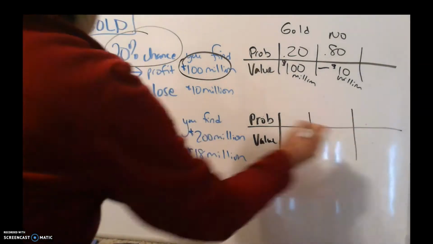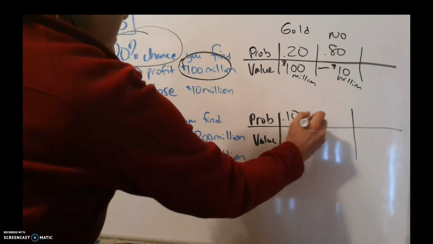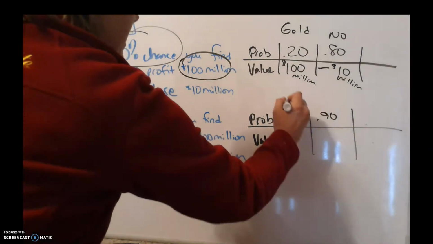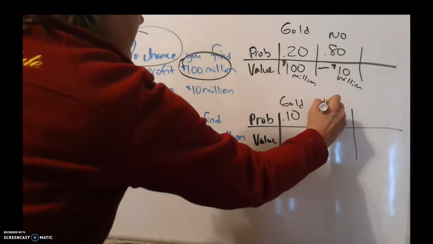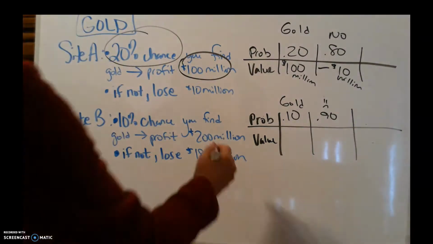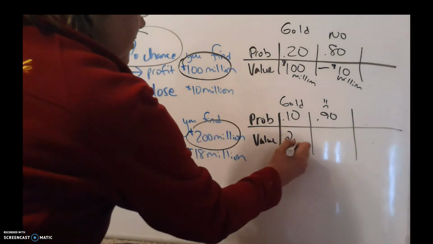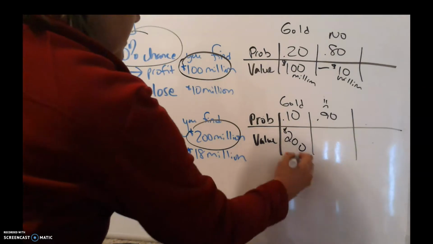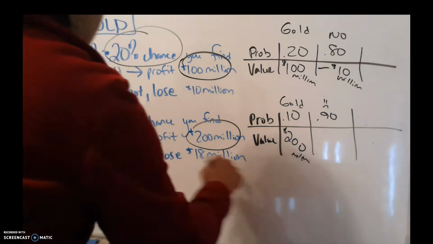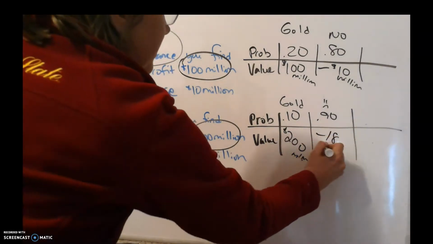Let's see down here, kind of similar. I have a 10% chance, and so then I have a 90% chance of not. So this is I find gold, and this is I do not. Now notice a huge return here, 200 million, and I could lose 18 million.